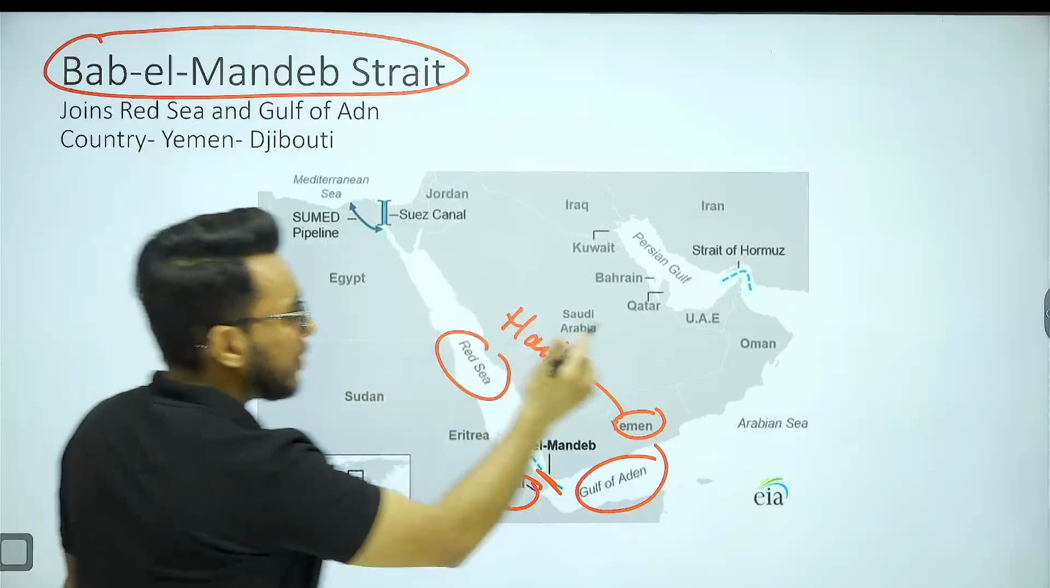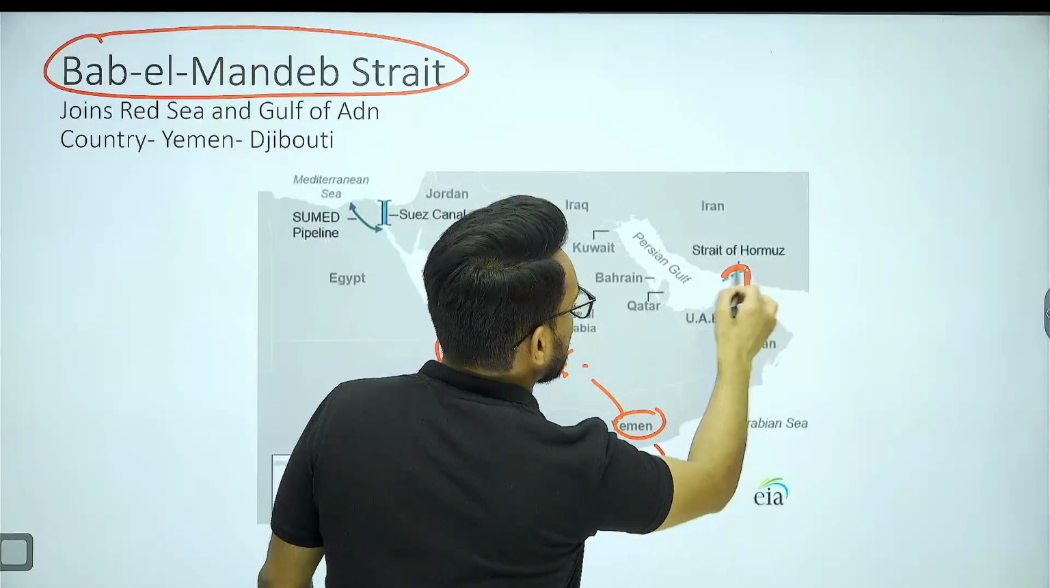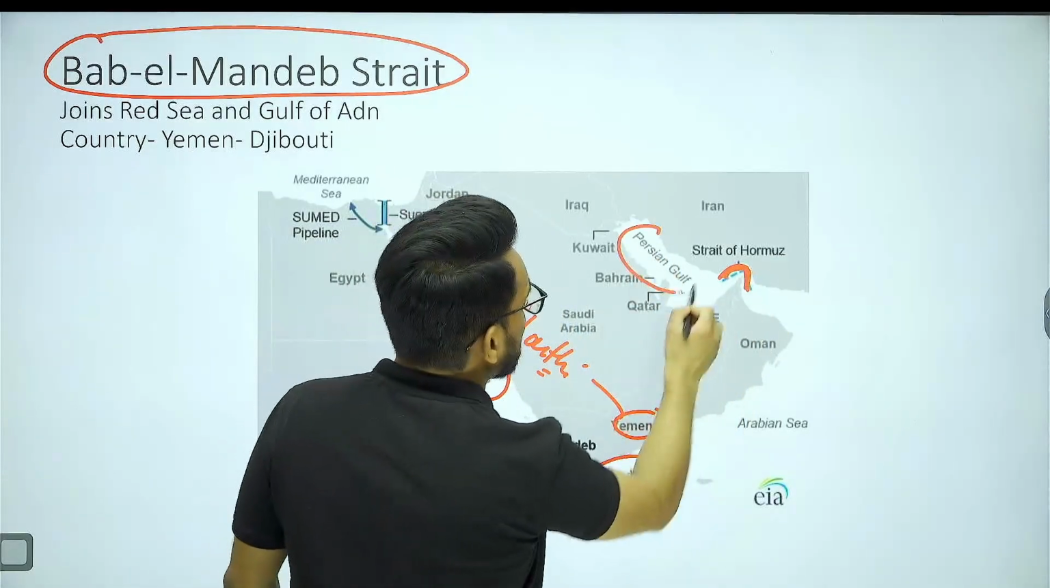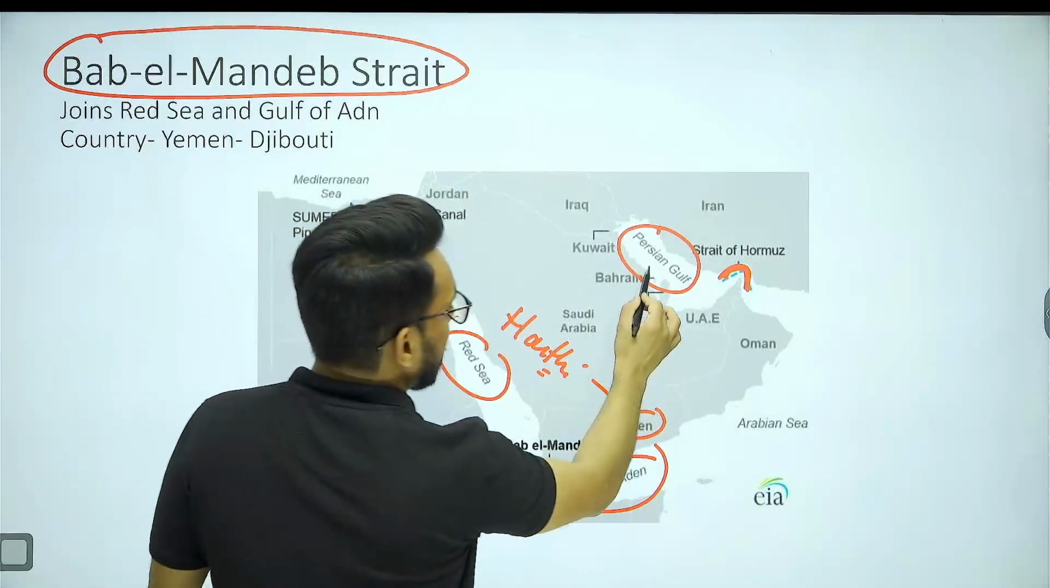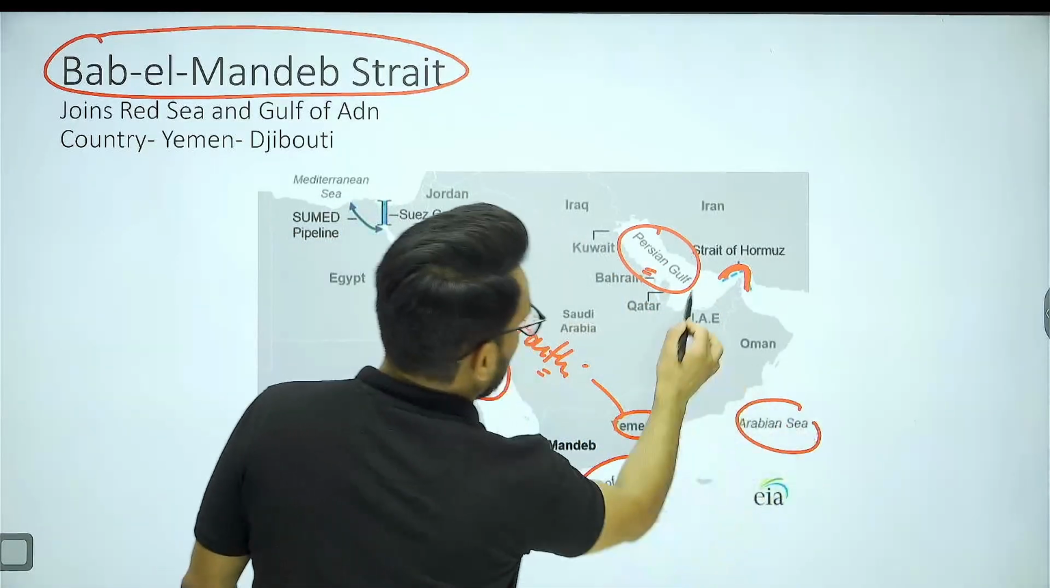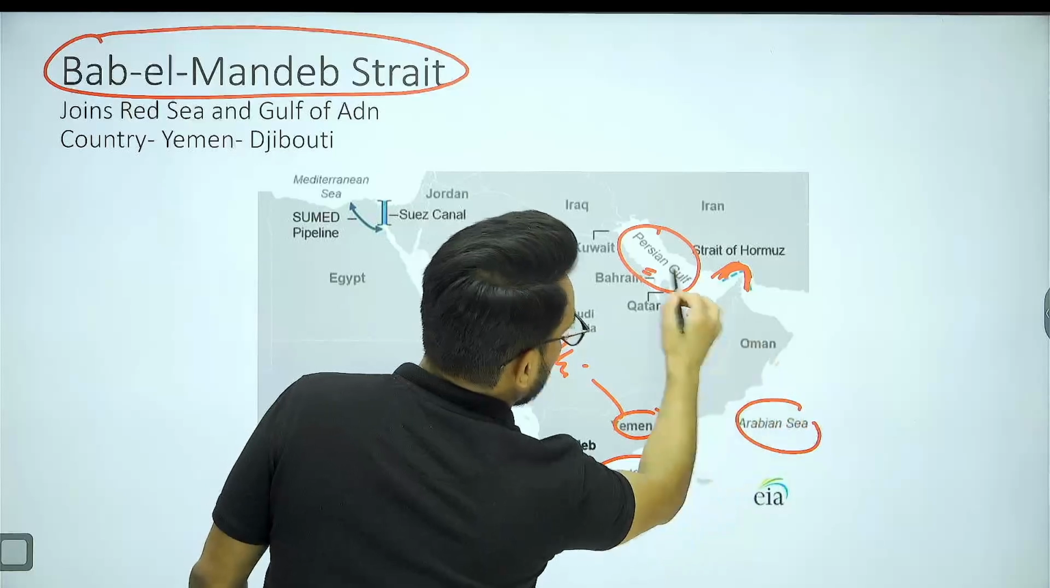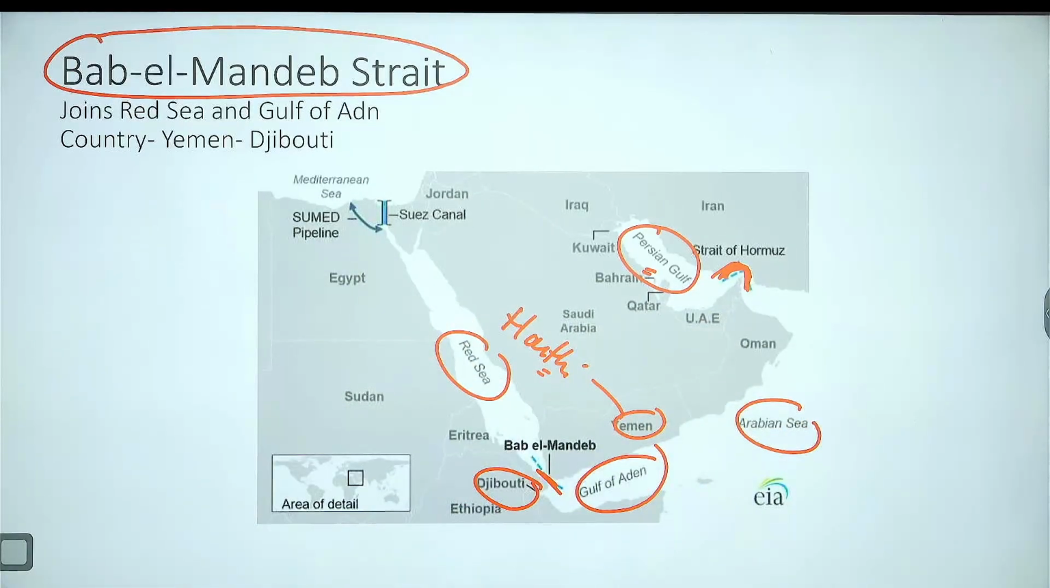Okay. Then here guys, we have Strait of Hormuz. What does Strait of Hormuz do? It connects the Persian Gulf with the Arabian Sea.